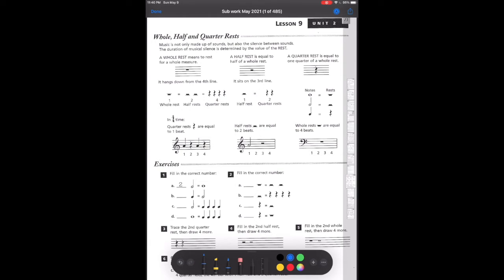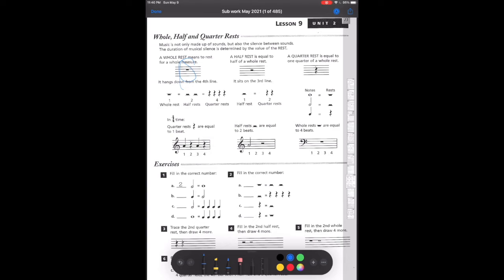So I taught you whole rest and whole note have the same first name, therefore they last the same amount of beats, and that is true. It also talks about how a whole note takes up the entirety of the measure in 4/4 time. If it was 2/4, you couldn't use a whole note. If it was 3/4, you couldn't use a whole note. But that's a whole other story. So a whole rest means you rest for the whole measure.